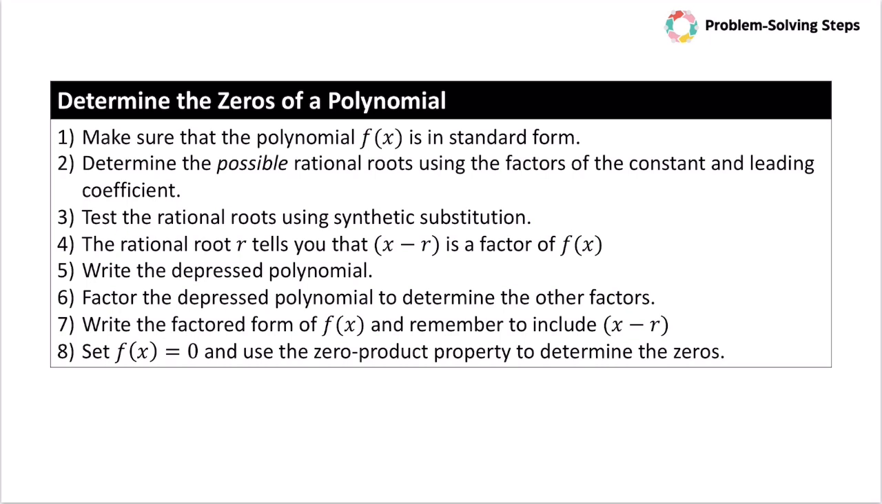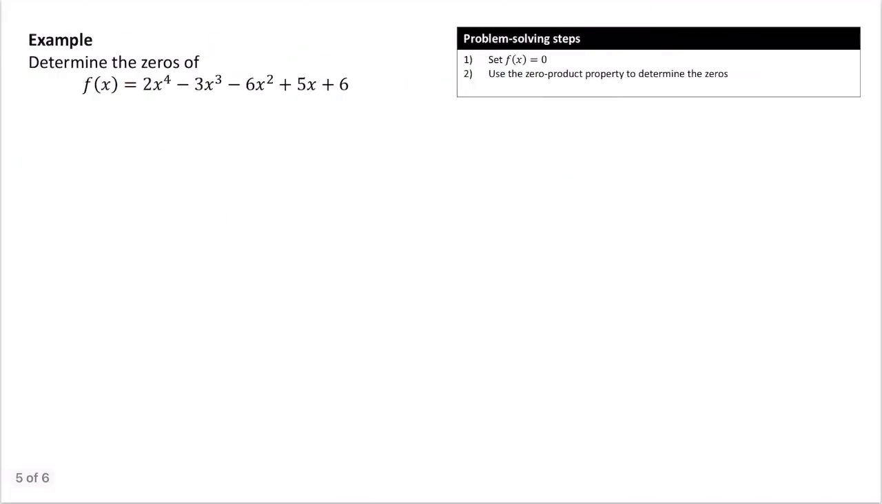And remember, if that depressed polynomial is a quadratic, we can factor it using those factoring methods that we discussed. Once we determine the other factors, we can write f of x in factored form. All of these steps take us up to what we did in the last video. Today we're going to take it one step further, and then we're going to set f of x equal to 0, and then use the zero product property to determine the zeros. So let's see what that looks like. I'm going to take this example and completely work through everything that we've been talking about.